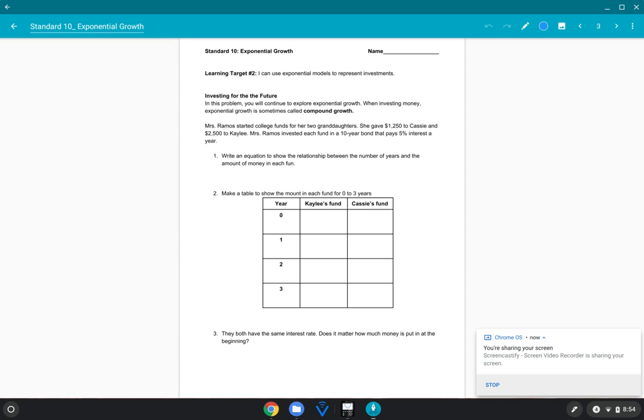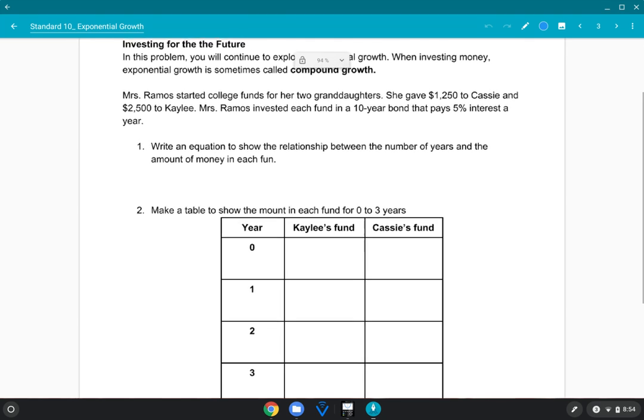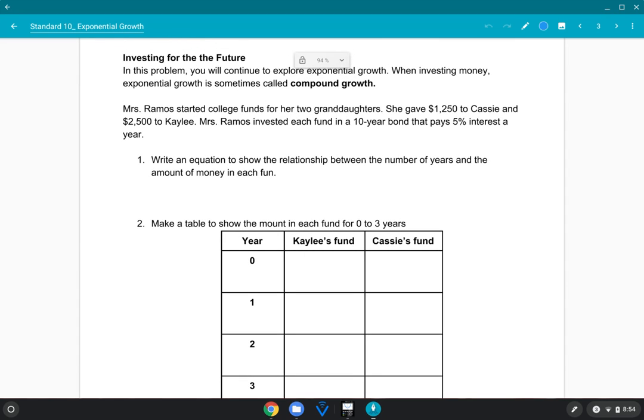Standard 10, exponential growth. Here is your second learning target. I can use exponential models to represent investments. This time we're talking all about money. In particular, money that when you put it into an account, it compounds interest, which means it gains interest over certain intervals. So in this problem, you will continue to explore exponential growth.